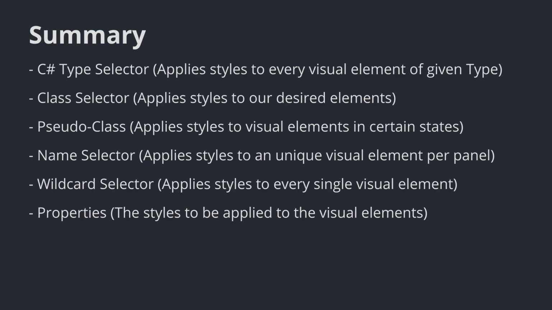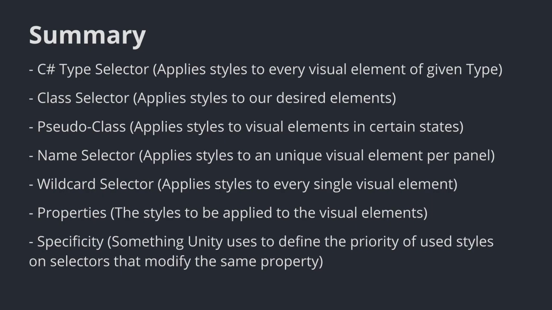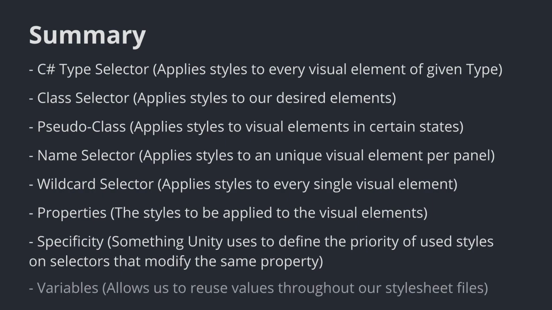To update our styles, we have properties. We can update stuff like background color, text color, or the width and height of our elements. When we have the same property being changed for the same visual element in different selectors, we have to keep in mind the specificity. To make things easier for usability, we can create our own variables, creating them on the root pseudo class to make them global.